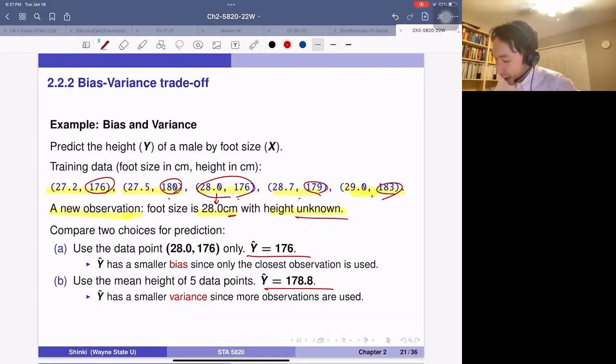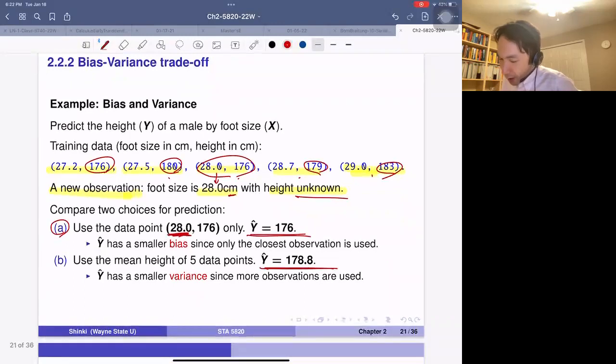We cannot really say which is better. Maybe the first one is more accurate in the sense that we match the foot size, so probably this is the best estimate we can give. But the second one is more accurate in the sense that we average out 5 people, so the estimation is more reliable. The first one, we say, has a smaller bias.